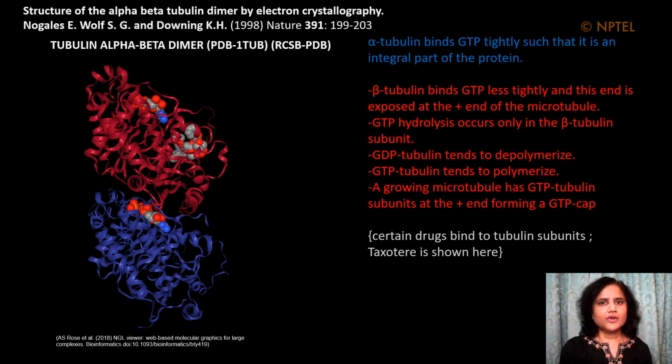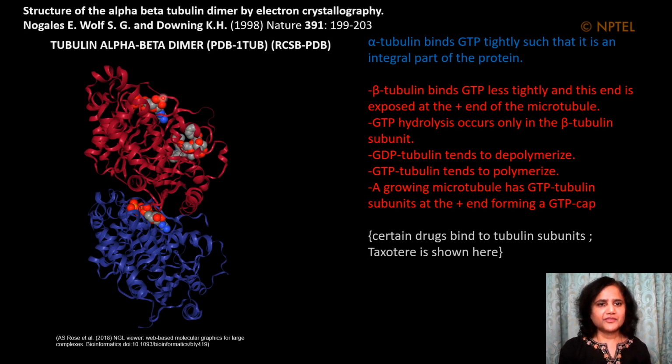Now the structure of the alpha and beta tubulin dimer is shown here, and it reveals some interesting insights. What you can see here is that the alpha tubulin binds to GTP tightly, such that it's an integral part of the protein, and actually it's located at the interface of the alpha and the beta tubulin. The beta tubulin binds to the GTP less tightly, and this end is exposed at the plus end of the microtubule.